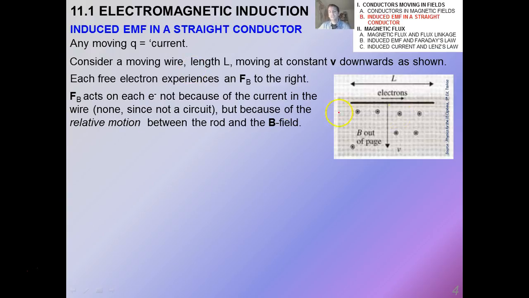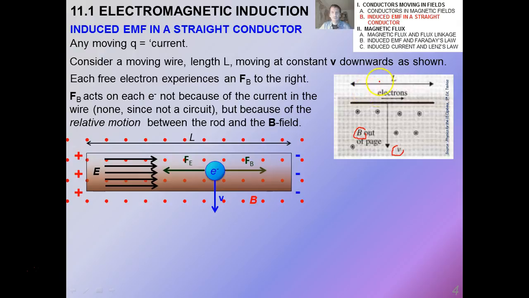Now, each free electron within that wire experiences a magnetic force to the right, and you can use your right-hand rule to figure that out. Now, this magnetic force acts on each electron not because of the current in the wire, it's not a circuit, but because of the relative motion between the rod and the B field, or in other words, the fact that you have a V vector and a B vector that are orthogonal to one another.